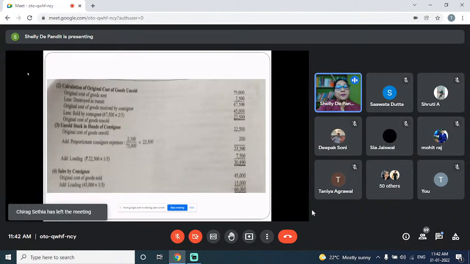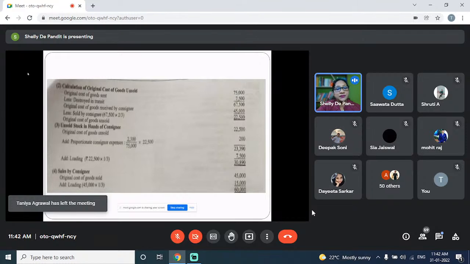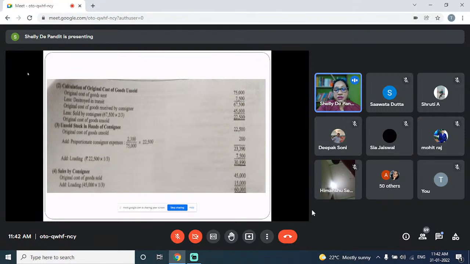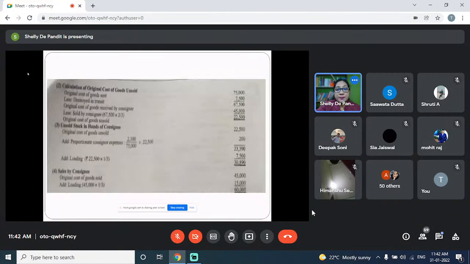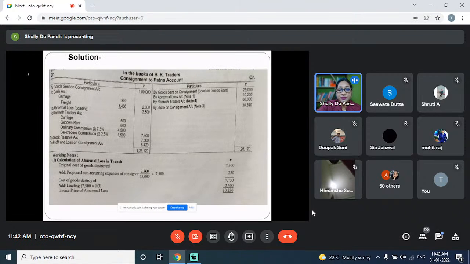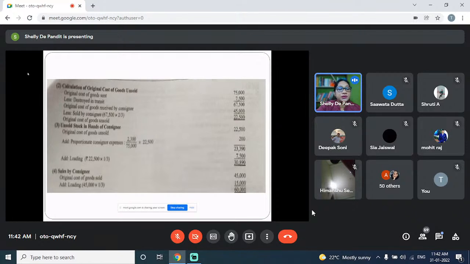So let us come to the unsold stock valuation. The goods of unsold stock cost rupees 22,500. Now let us concentrate on that portion, that is proportionate consignor expenses. It will become 2,300. Look at 900 plus 1400 divided by 75,000, because it sent 75,000 goods, and 22,500 is the cost of unsold stock. It will become 200.